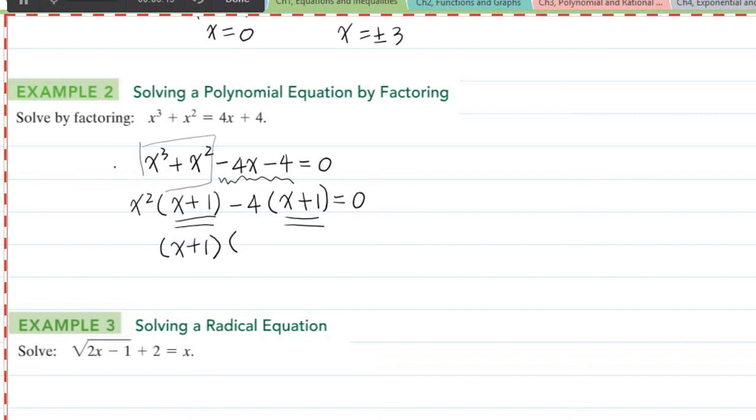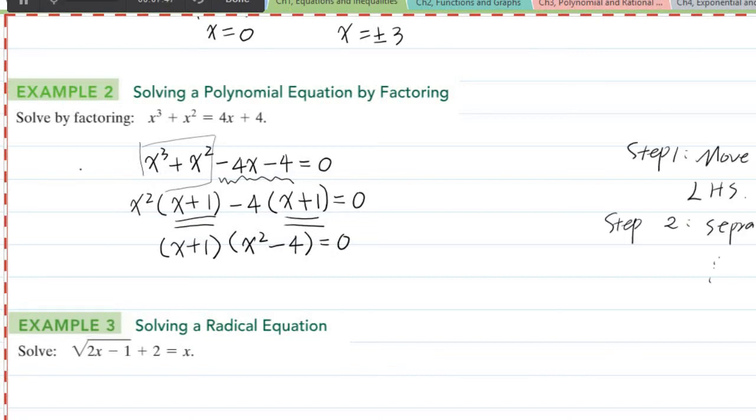And then if you look, what's left for this first group? You're going to have x squared left. What's left for the second group? It's negative 4 left. It equals 0. So now we're just going to take all the stuff.